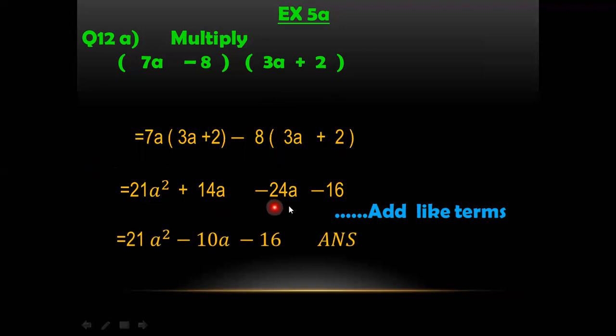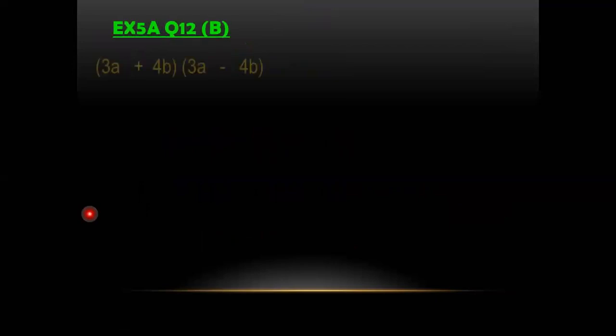14a and minus 24a, and the result is minus 10a. The rest are single terms. 21a square and minus 16, they are single terms. उन जैसी और कोई term नहीं है, तो वो as it is आते हैं. So that is the product of these two terms. Next, we will move towards part B. 3a plus b into 3a minus b plus 2a plus 7b into a minus b.